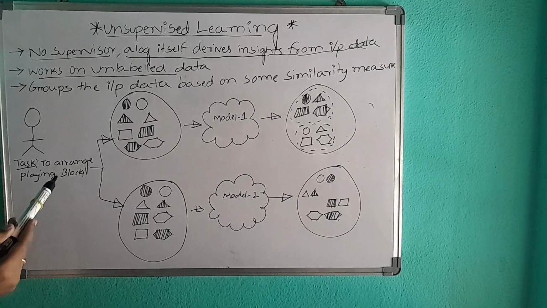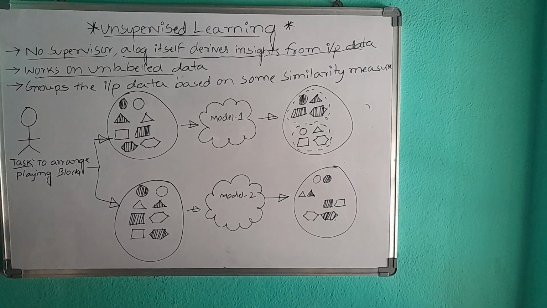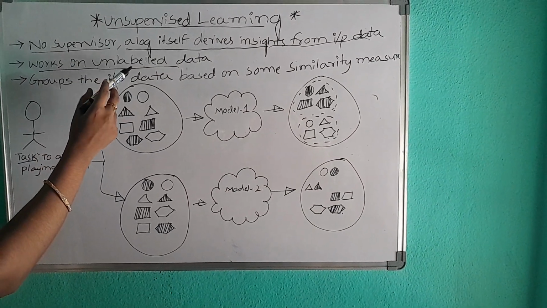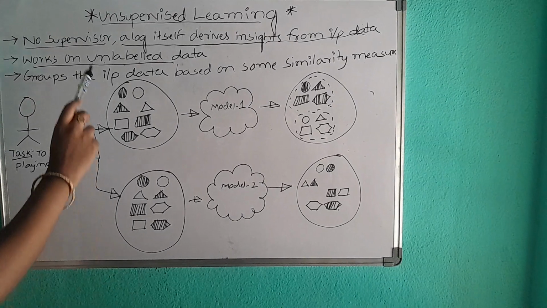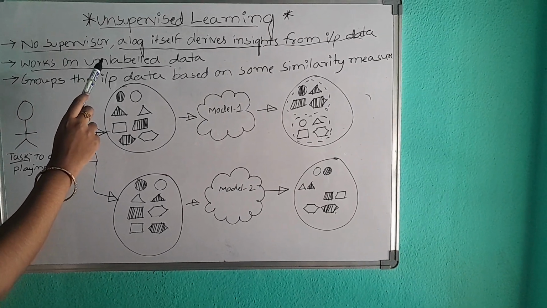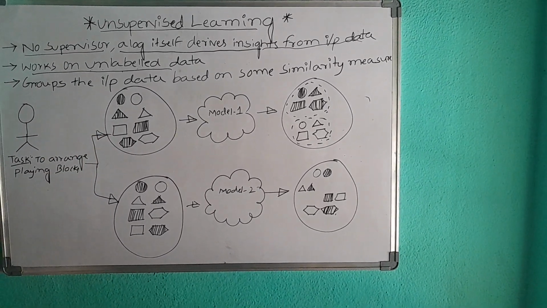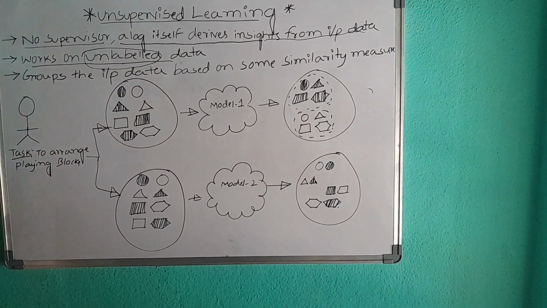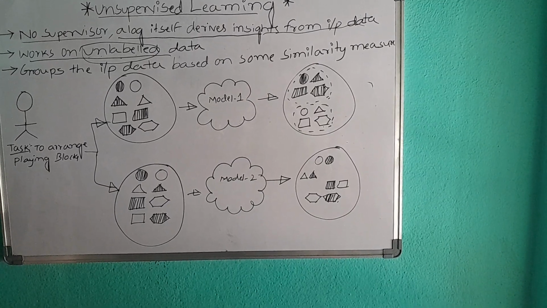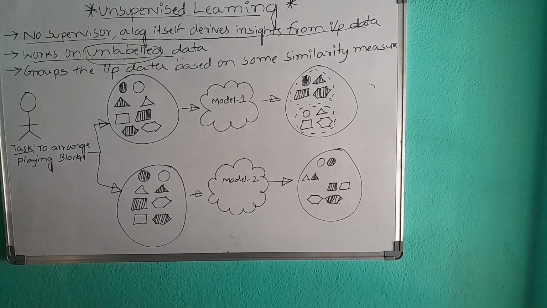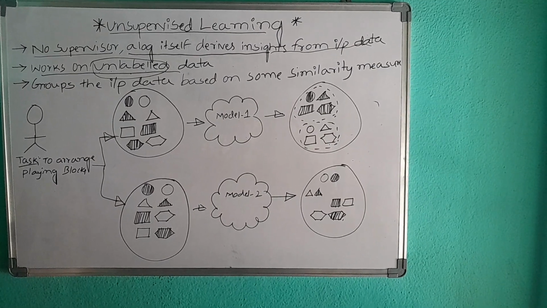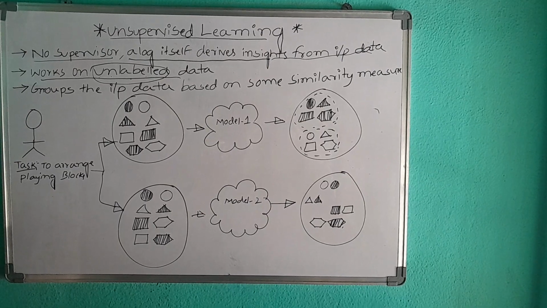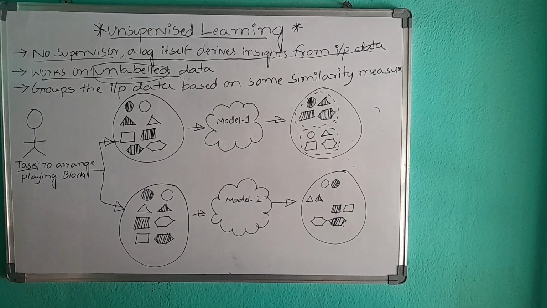It is used to derive hidden patterns from the input data. We are not providing any labeled data, or any training data as labeled data. This is the main thing in unsupervised learning. We are providing unlabeled data as input, and we are not giving any supervision. The algorithm itself derives some hidden patterns from the input data and makes predictions.